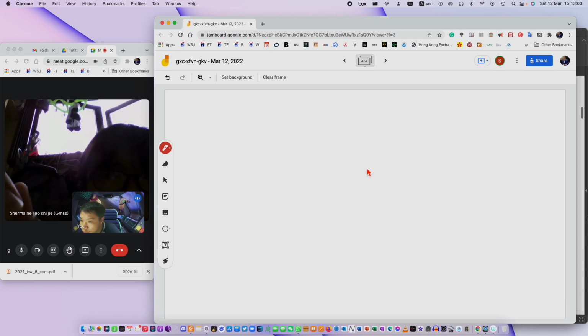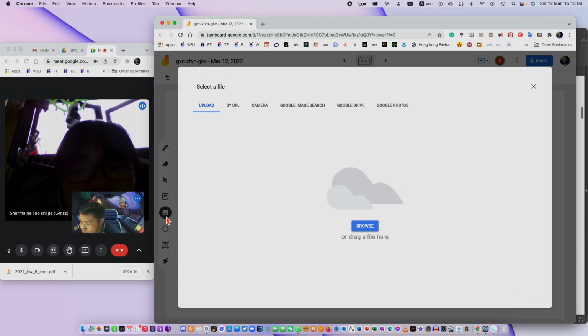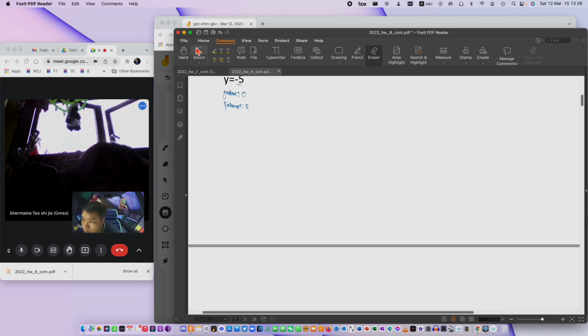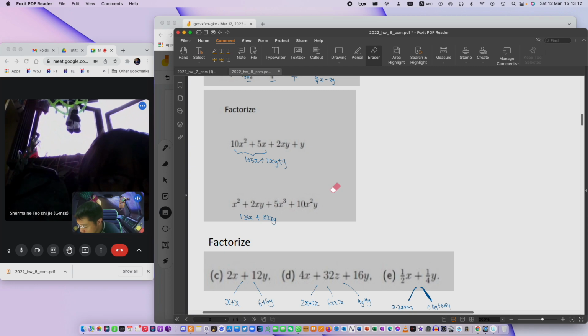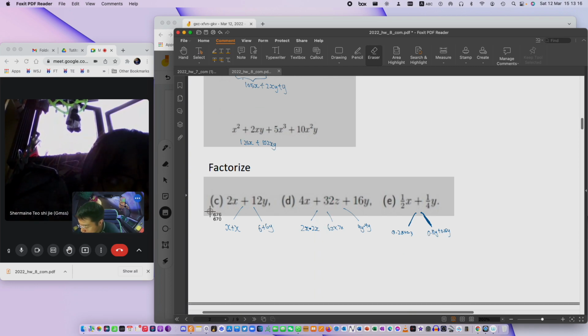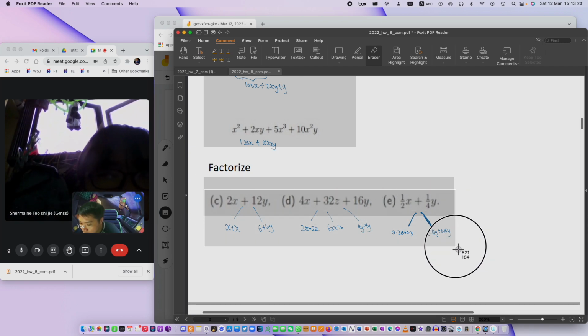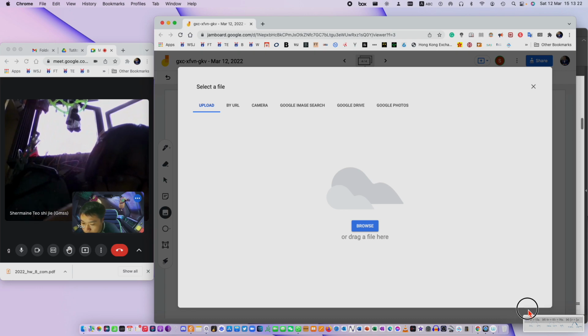Now we have moved to slide 4. Yeah, I'm on slide 4. Okay, good. But let me get the question to slide 4 first. Factorize. Okay, I have not captured yet. Just give me a moment. Okay, good.